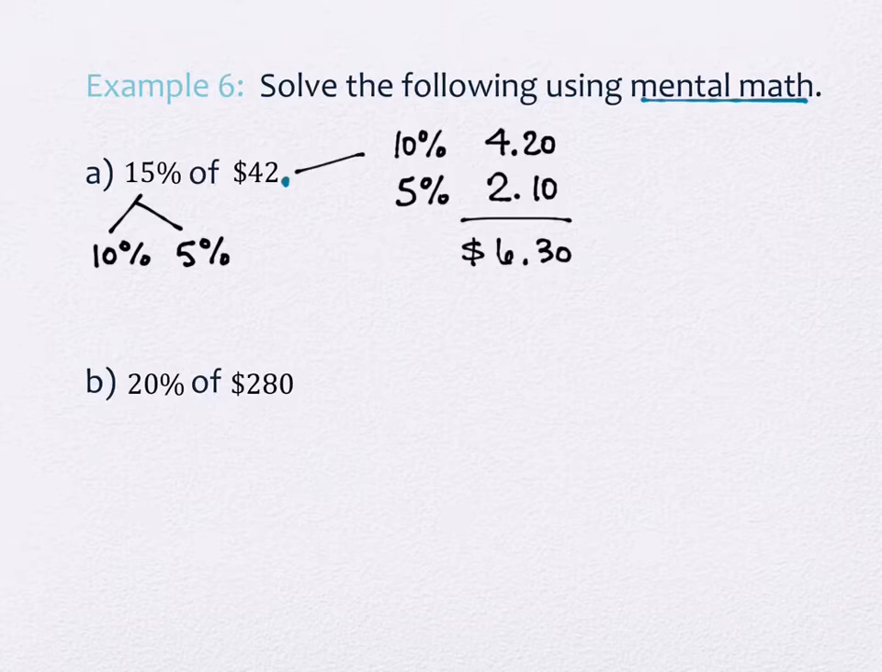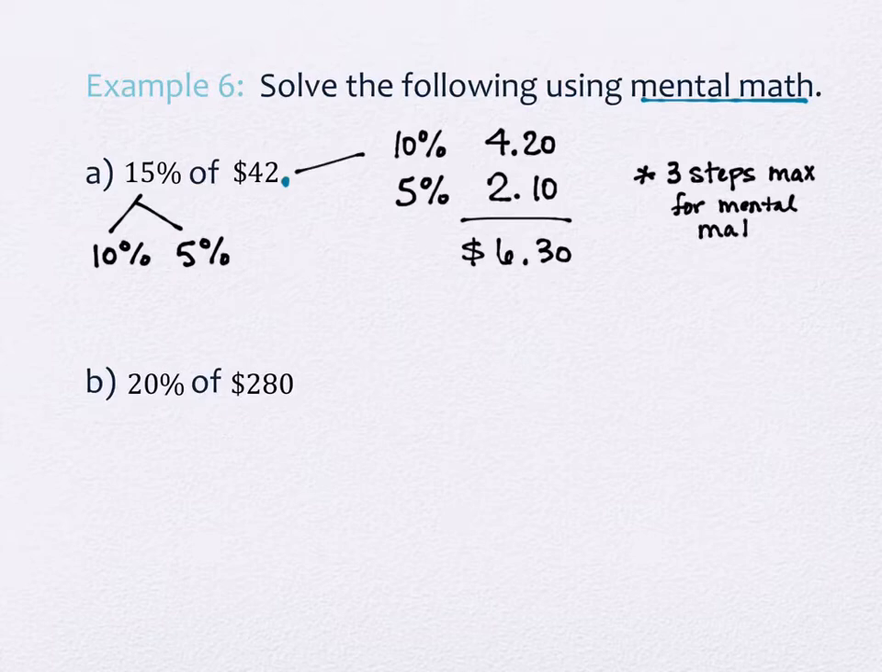Okay, so make yourself a note to the side: 3 steps is the max that we're going to look at for mental math. What we just did was 3 steps. We found a 10% value, we found a 5% value, and we added them together. That is 3 steps. So if what you're doing takes you more than 3 steps, there's another way that we're expecting you to be able to do it that would work faster, shorter.